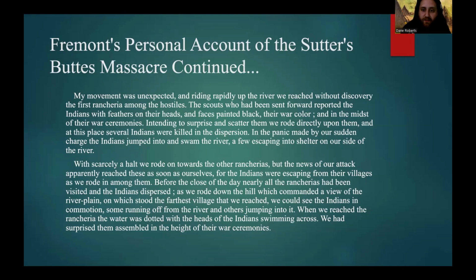My movement was unexpected, and riding rapidly up the river, we reached, without discovery, the first rancheria among the hostiles. The scouts who had been sent forward reported the Indians with feathers on their heads and faces painted black, their war color, and in the midst of their war ceremonies. Intending to surprise and scatter them, we rode directly upon them, and at this place several Indians were killed in the dispersion.